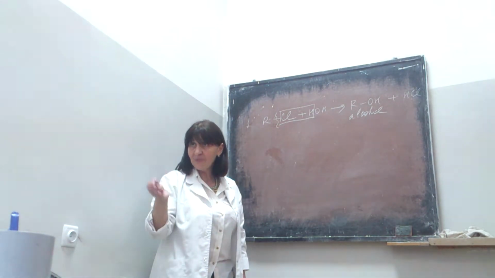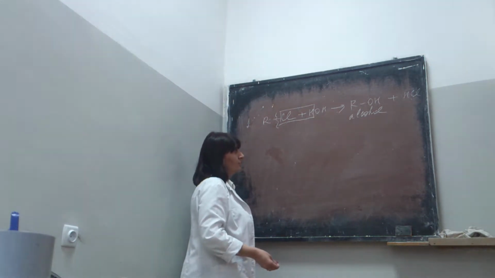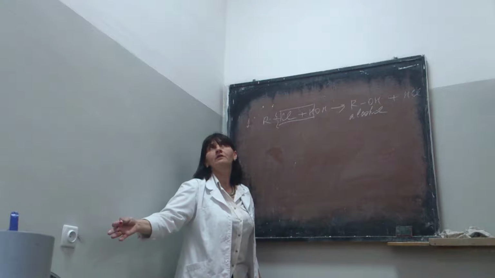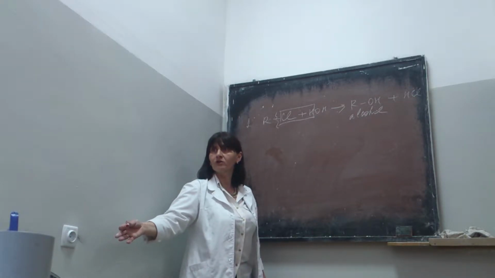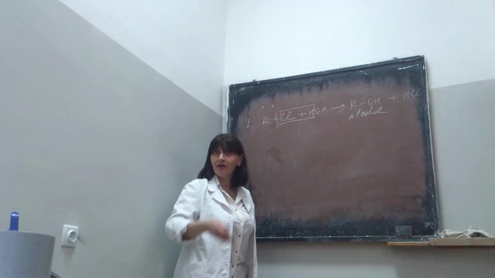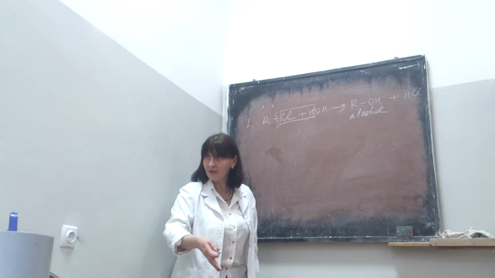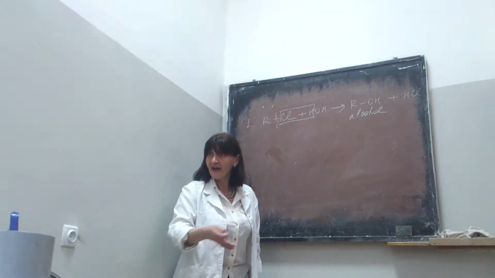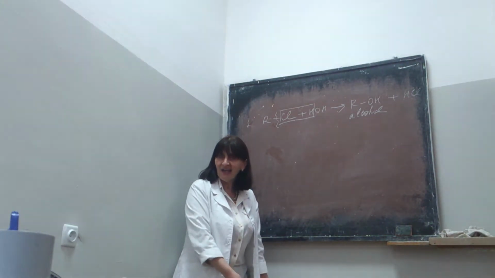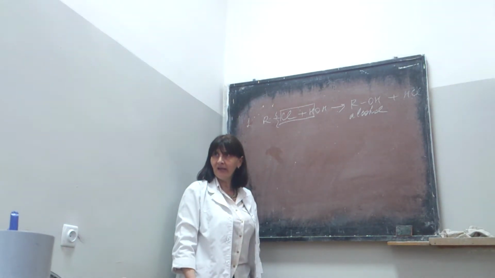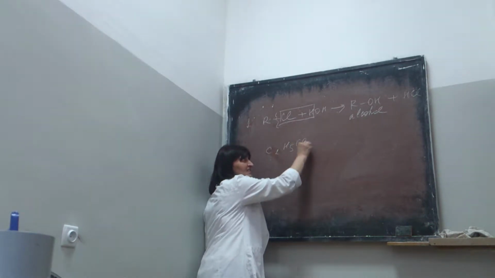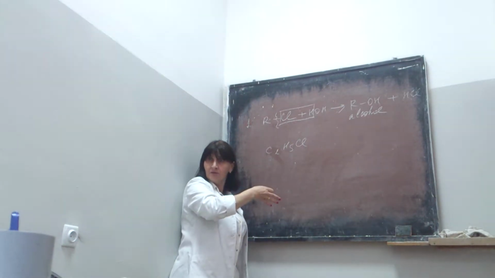For example, what will be the product of chloroethane with water? Chloroethane with water. If you don't know what chloroethane means, chloro plus ethane. So you have C2H5Cl. Chloroethane. Now we know it.